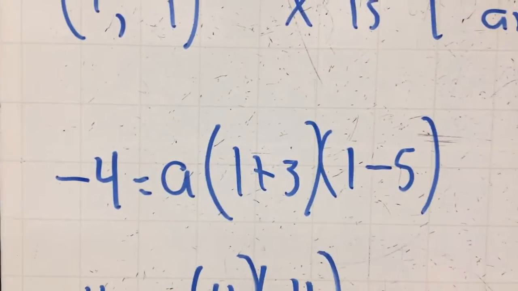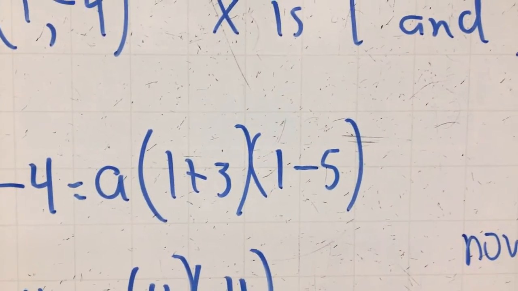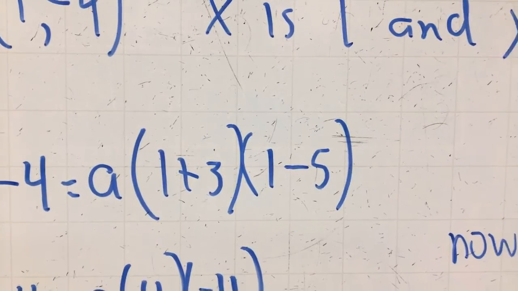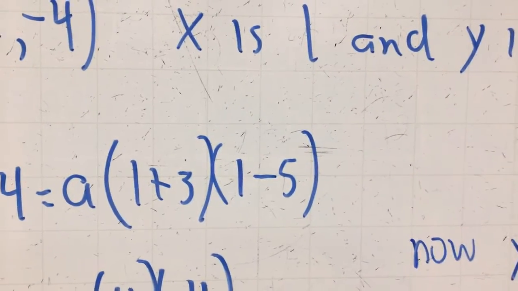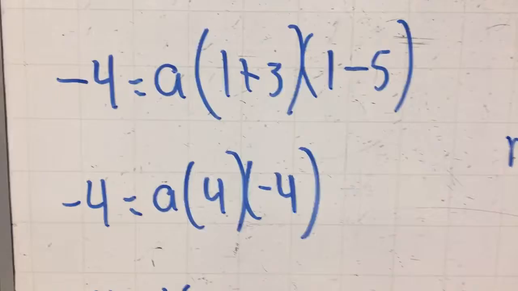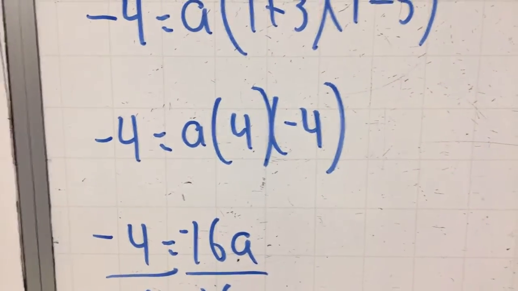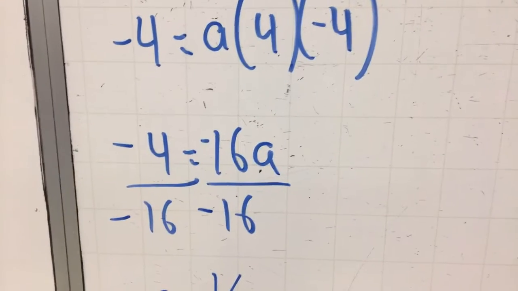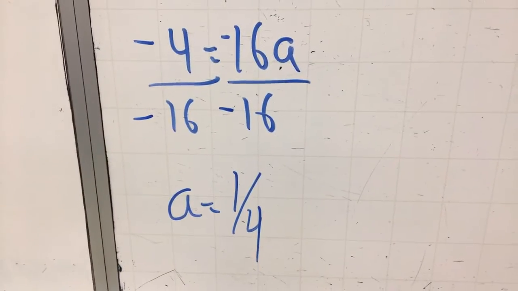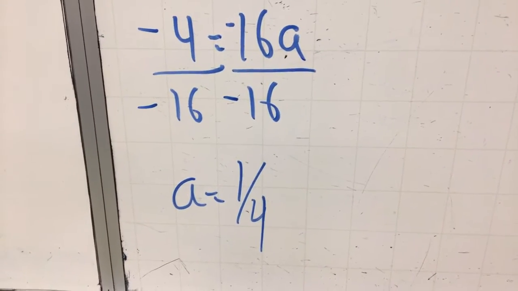So -4 is equal to a times 1 plus 3 times 1 minus 5. Clean that mess up, and you will find that -4 is equal to -16a. Now divide both sides by -16, and negative over negative is positive, and reduce, and a is equal to 1/4.